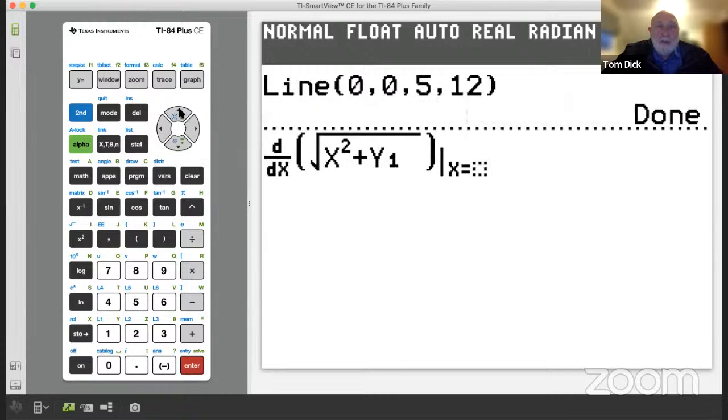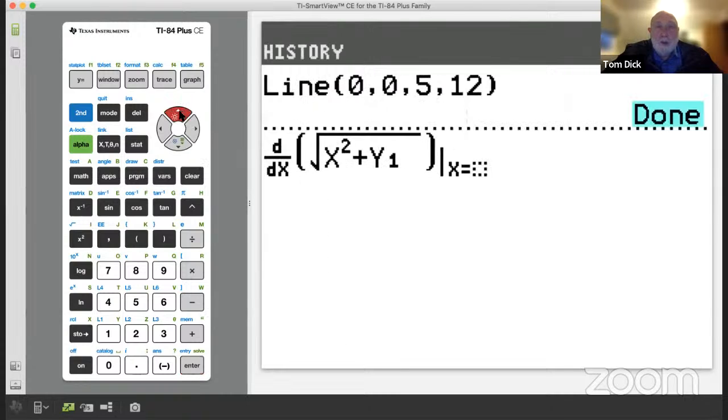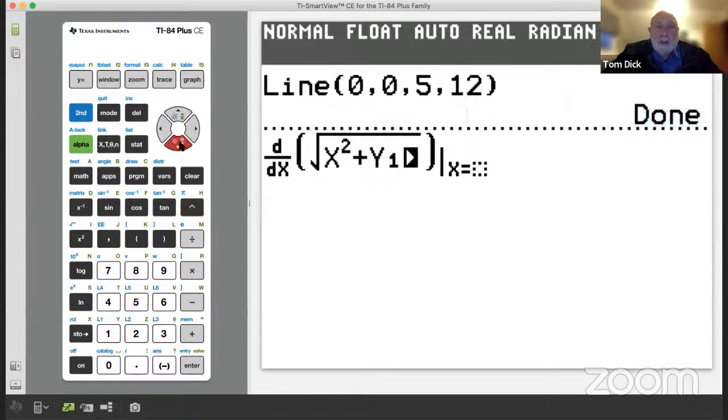So let me just pull up y1. Y1 is a function of x. Oops, let's see. Exponent there. And I want to look at this. We're at the point (5, 12), so I guess we're at x equal 5. And let's enter that and see what we get.